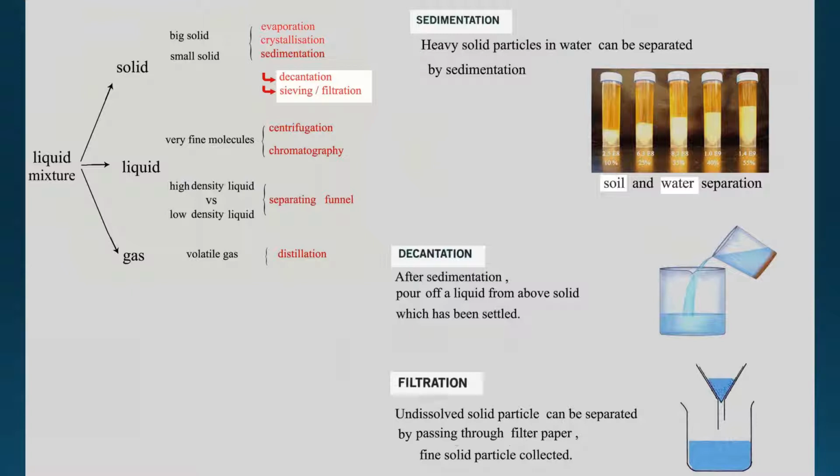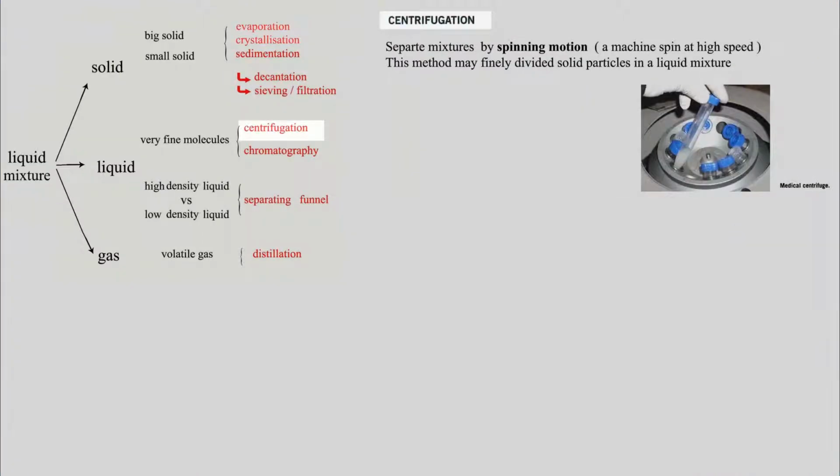Now we're going to deal with something more fine particle. In case the particles are very, very fine, there is one way called centrifuge. Centrifuge is by spinning action, spinning at a very high speed. The heavier particle will be on one end, the lighter particle on the other end. So now this fine particle can be separated.